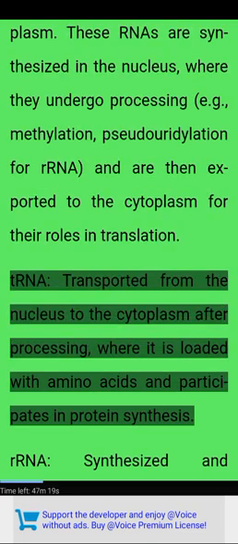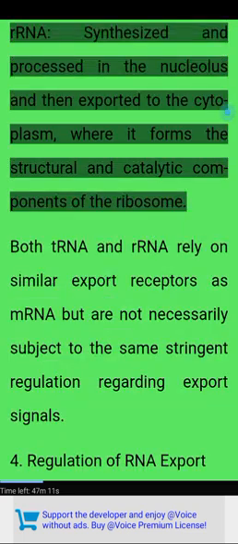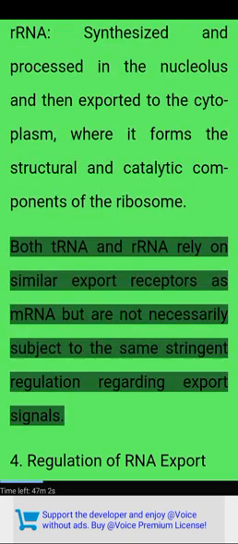tRNA is transported from the nucleus to the cytoplasm after processing, where it is loaded with amino acids and participates in protein synthesis. rRNA is synthesized and processed in the nucleus and then exported to the cytoplasm, where it forms the structural and catalytic components of the ribosome. Both tRNA and rRNA rely on similar export receptors as mRNA but are not necessarily subject to the same stringent regulation regarding export signals.